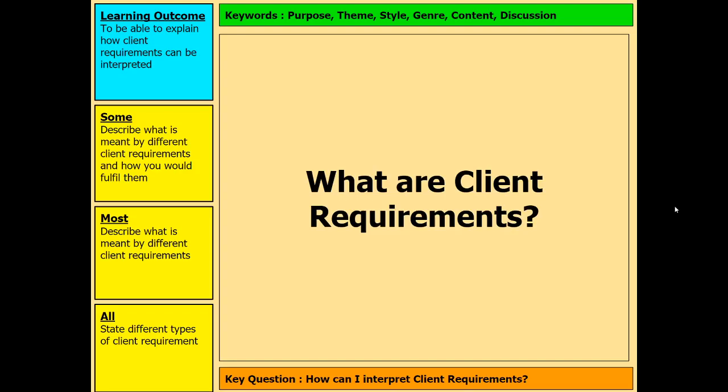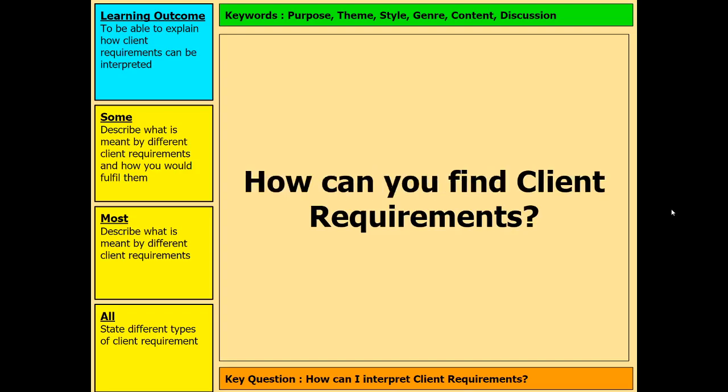And you can get them in different ways. You can find it from a written brief. So for example, when you do your coursework units, you get a written brief given to you about what the requirements are, and we'll have a look at some examples of those later on in this video.